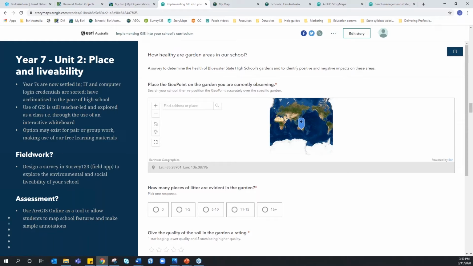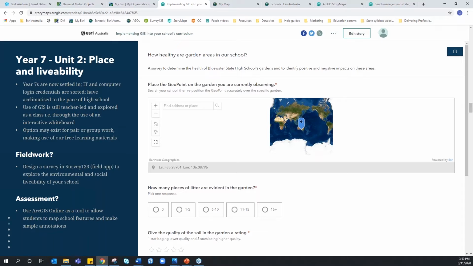I know that, at least in my school, place and livability is usually the unit where you have a fieldwork component in your assessment. And in my previous school, we did a survey, and it was a paper-based survey. We didn't use geospatial technologies at all.